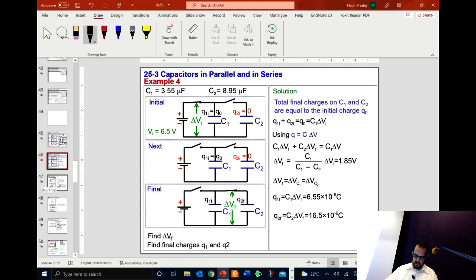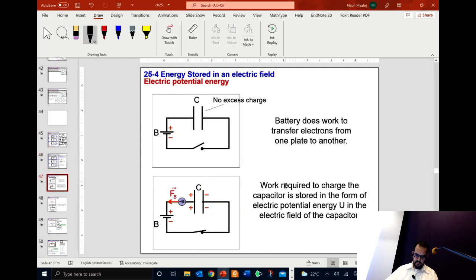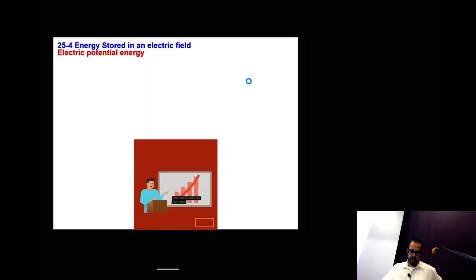So this is the example that we just have done. All right, let me go to the presentation mode for the next part. It's taking too long here.